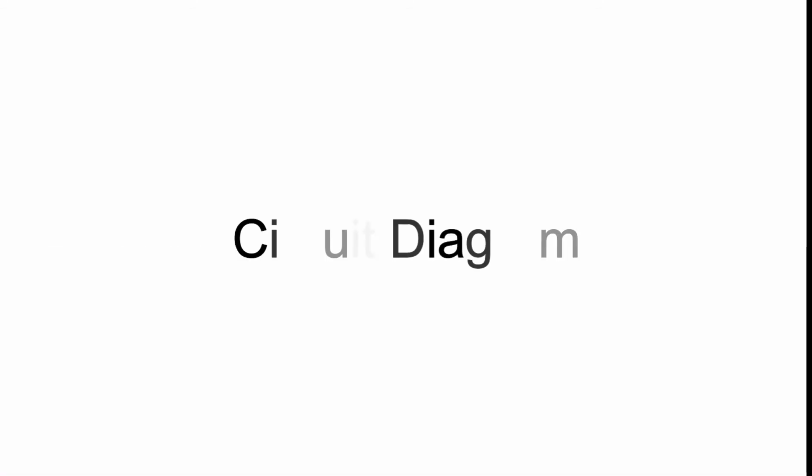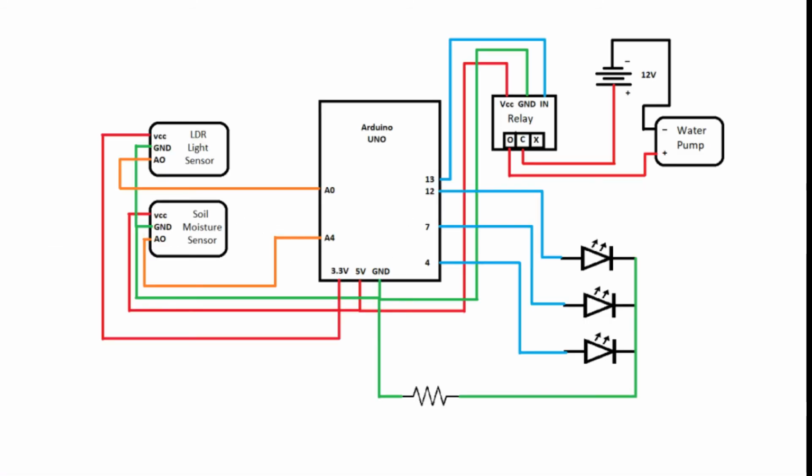Next section would be described by Ahmad Abu Bakr. Assalamu alaikum everyone, I'm Ahmad Abu Bakr and I'll be explaining further. Here's the main circuit. To start with, there are mainly two types of pins on the Arduino board other than power and ground pins: the analog pins and digital pins.